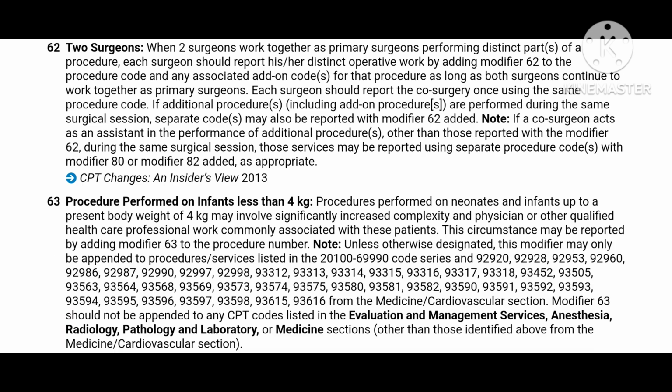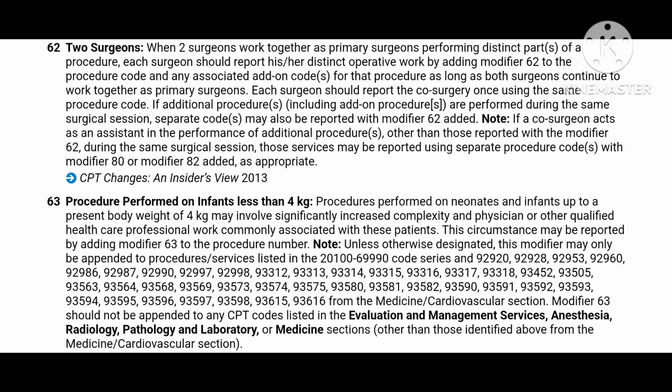Next is 63, which we don't use much actually. It is used when the baby is less than 4 kg. We are doing some surgery in a baby and the baby's weight is less than 4 kg. We can use this modifier, but we never come across this, so we don't have to worry about this.